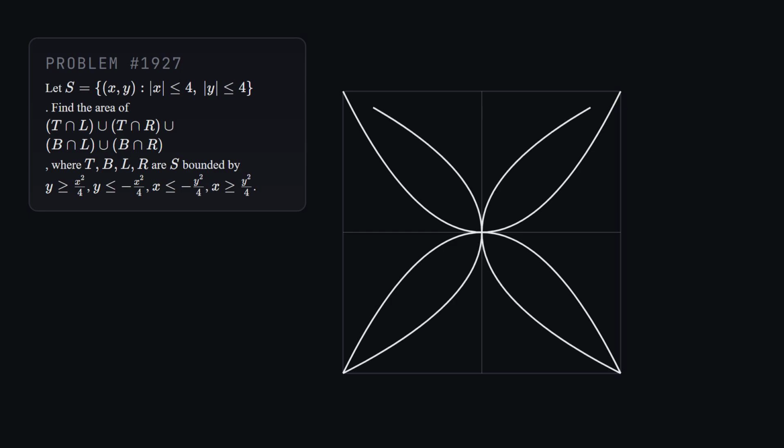The problem asks for the area of top and right, top and left, bottom and left, bottom and right, all put together. That's the shape we're after.